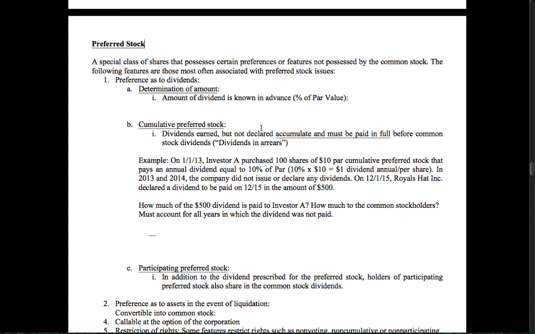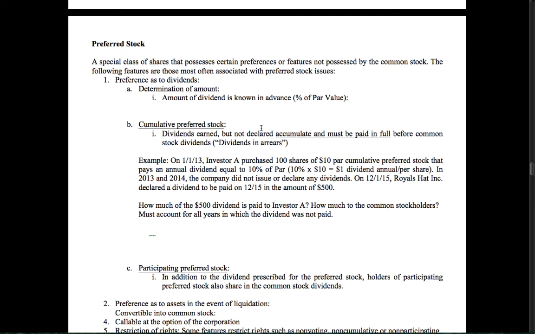First, just to highlight what a preferred stock is, it represents a special class of shares that possess certain preferences or features not possessed by common stock. We're going to discuss several of these features throughout this chapter and this lecture today. And these features are what makes it different than common stock issuances.